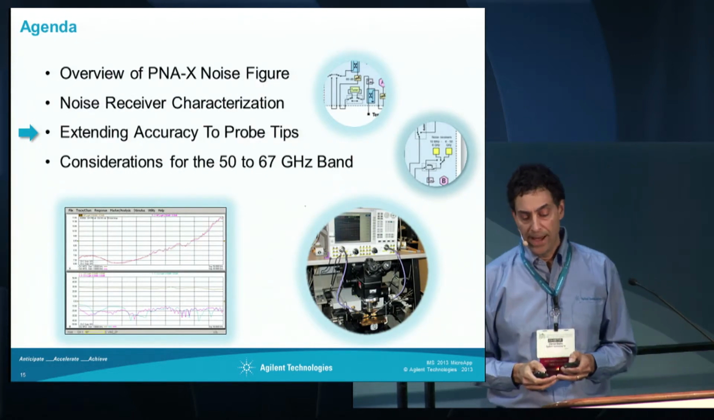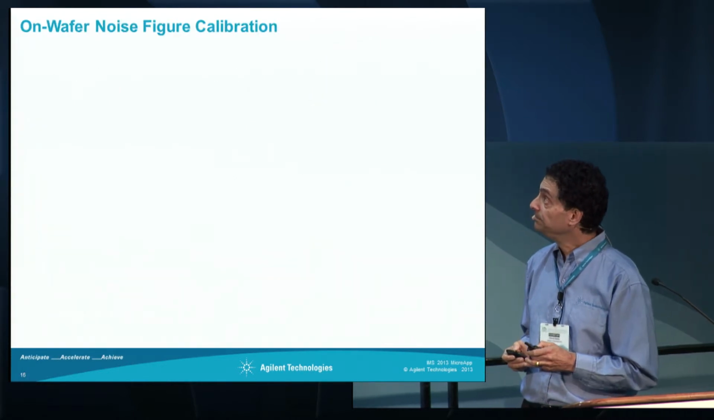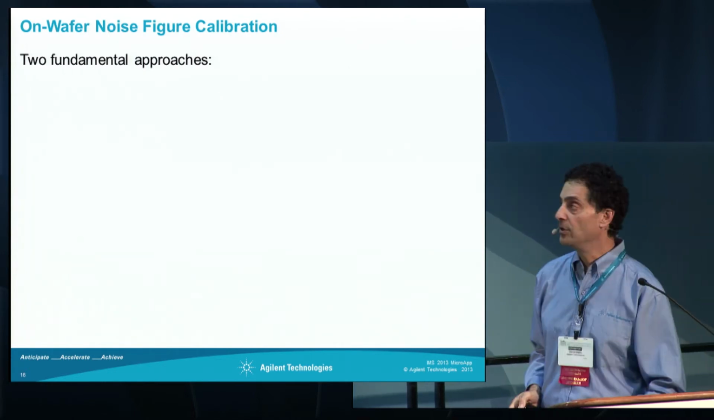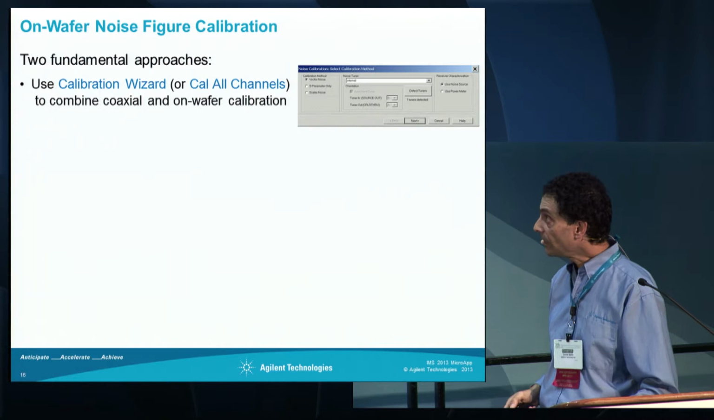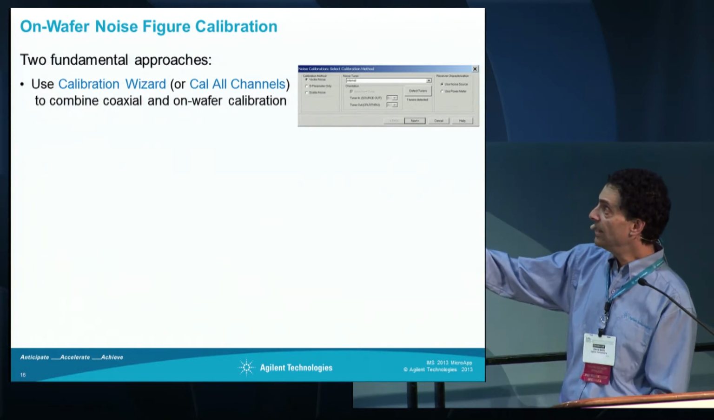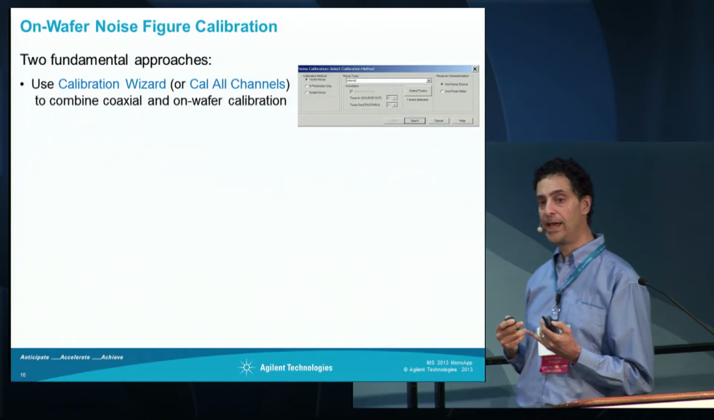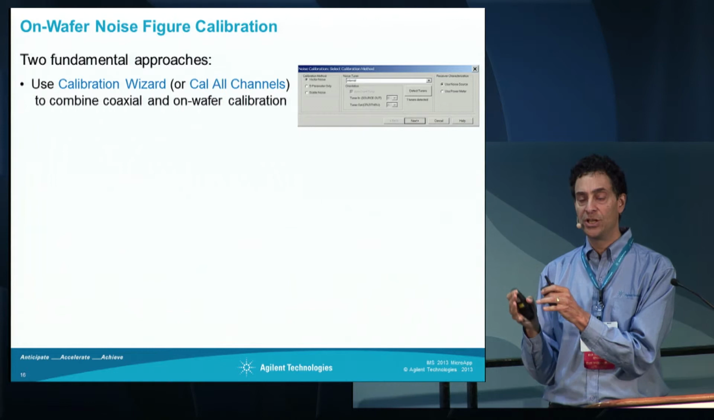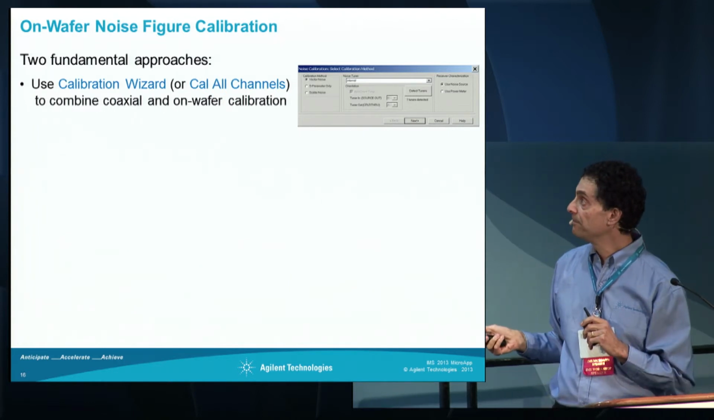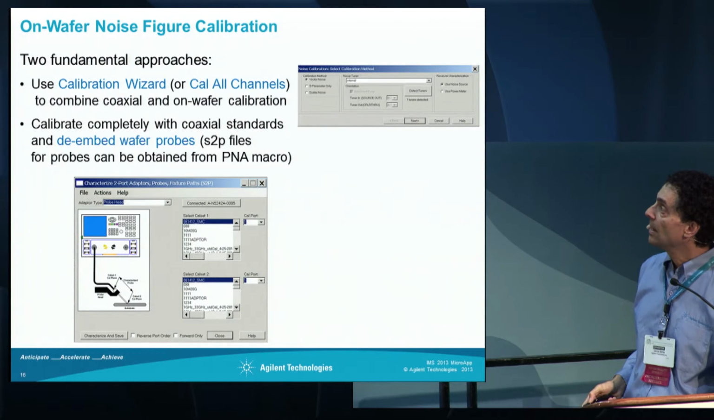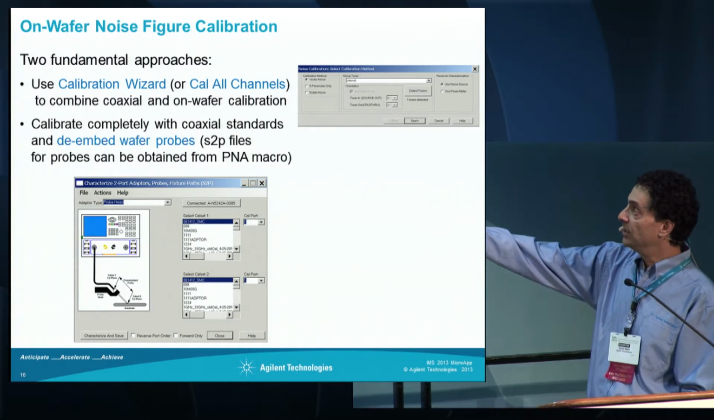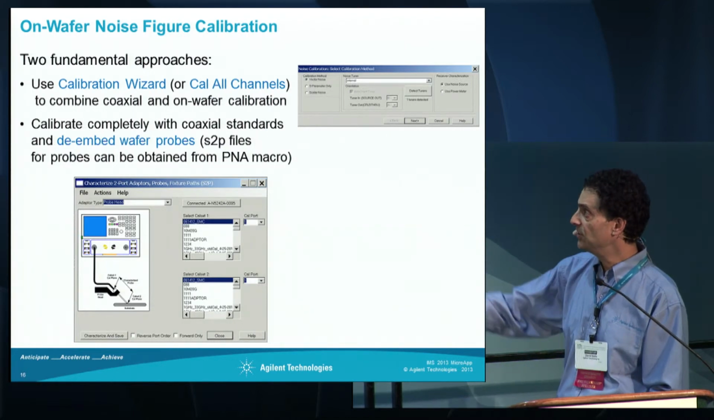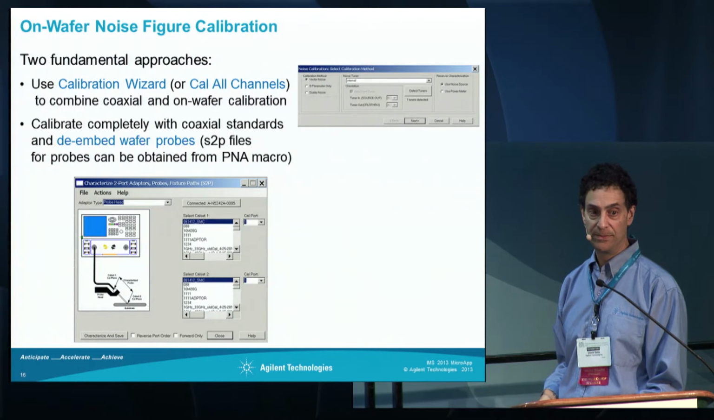So let's talk a bit about on-wafer measurements now. With the PNA-X, there are two different approaches for doing on-wafer measurements. One is to let the PNA-X's firmware guide you through a calibration where you're mixing some coaxial-based standards with your on-wafer standards. The other approach is to always do your calibration with coaxial standards, which is a little easier, and then de-embed the wafer probes.